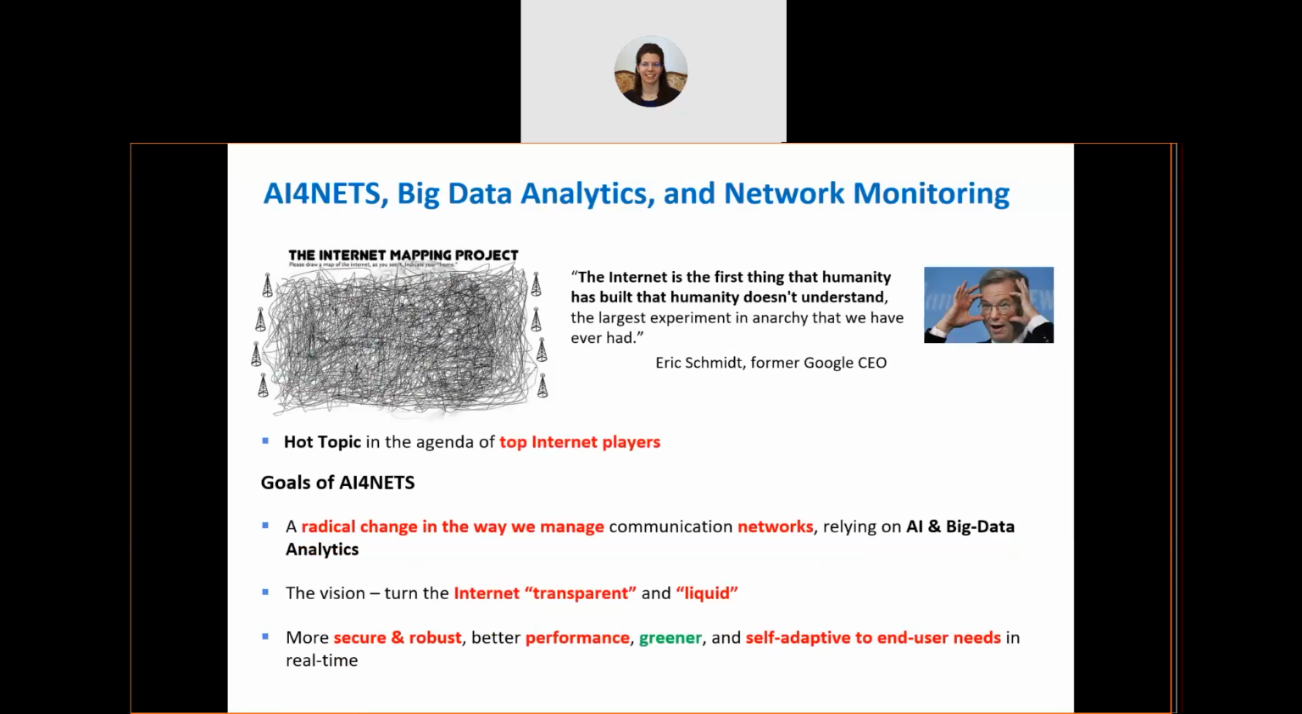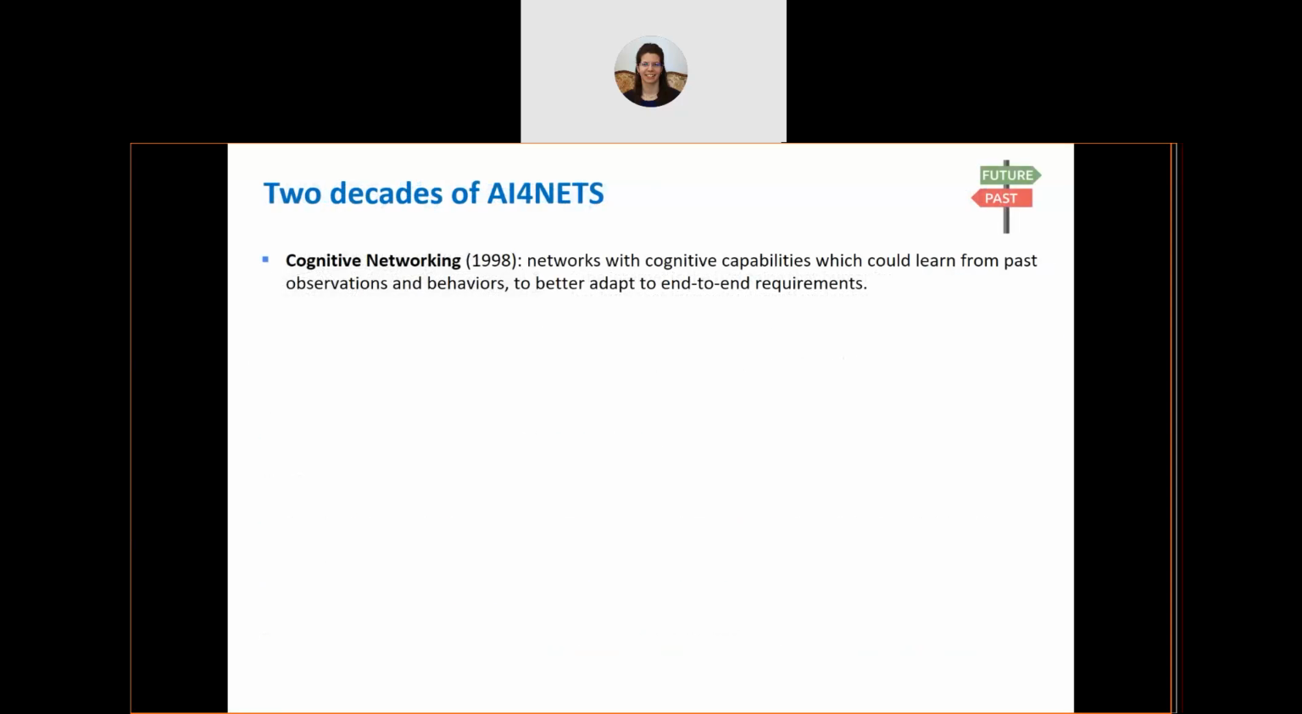What we want to do is to turn the internet or networks in general into something that is fully transparent, with this concept of liquidity. It's something that can adapt to the needs of the end applications, so that we will not have to care about things like security, or when there are anomalies, which are self-auto-configured and so on. And this is the overall picture of what we want to do in AI4NETS.